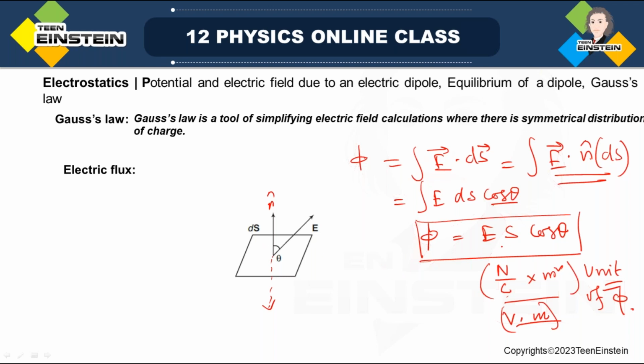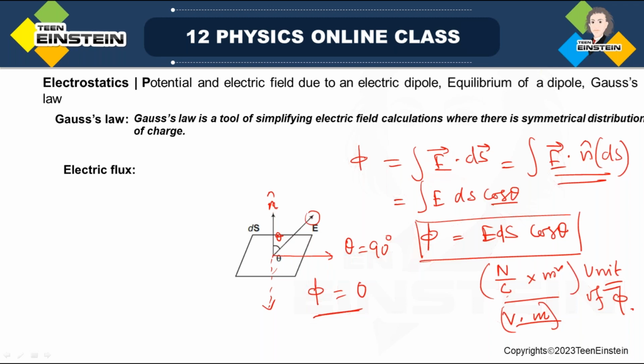In this case, the flux depends on the angle between what? Between the area normal, or area vector, and the electric field. In this case, this is theta. So we have E S cos theta, or E dS cos theta, because dS is the surface area here. If I take this electric field tangentially, that means just parallel to the surface, then theta will be 90 degrees. If theta is 90 degrees, what will be the flux? The flux will be 0.